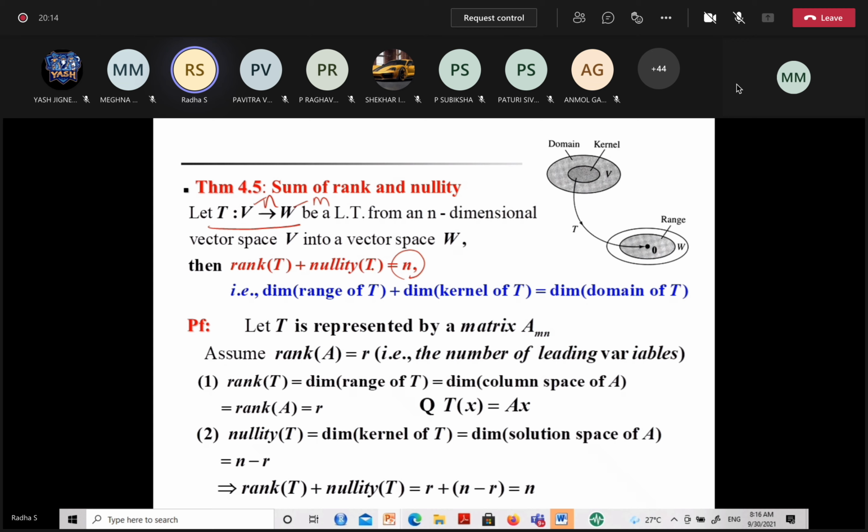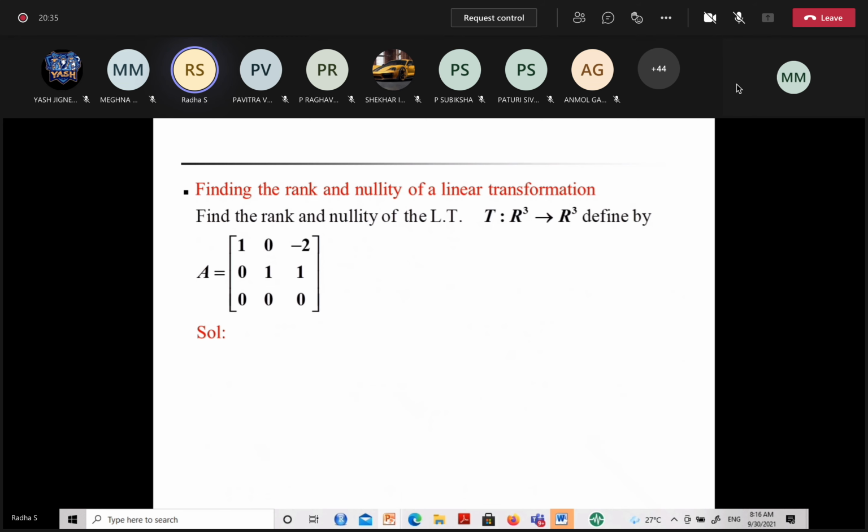That is, the dimension of the range of T plus the dimension of the kernel of T is equal to the dimension of the domain of T. Very careful. Dimension of the range plus dimension of the kernel is equal to dimension of the domain. Okay, please do remember this. Rank plus nullity is equal to n, the dimension of the domain.